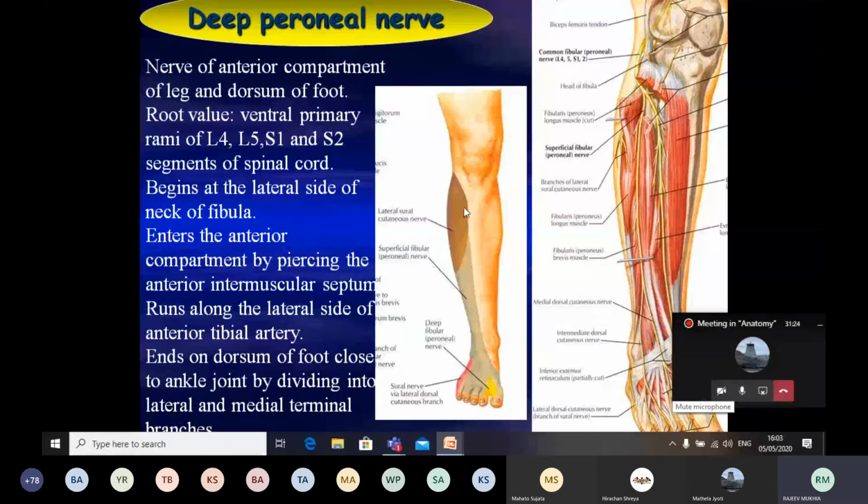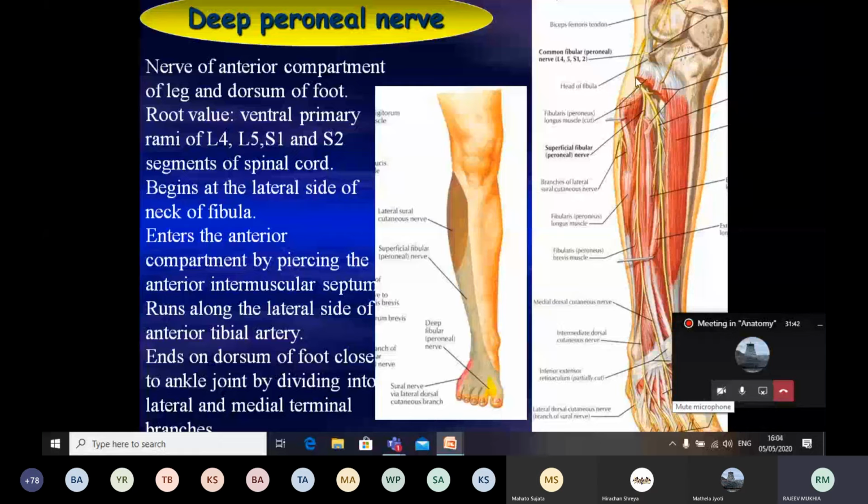Coming to the nerve, deep peroneal nerve. Here you can see in this figure, this is the deep peroneal nerve. Now, what is the deep peroneal nerve? It is one of the branches of the common peroneal nerve. You know, the sciatic nerve is there. When the sciatic nerve reaches the popliteal fossa, it divides into the tibial component and the common peroneal component.